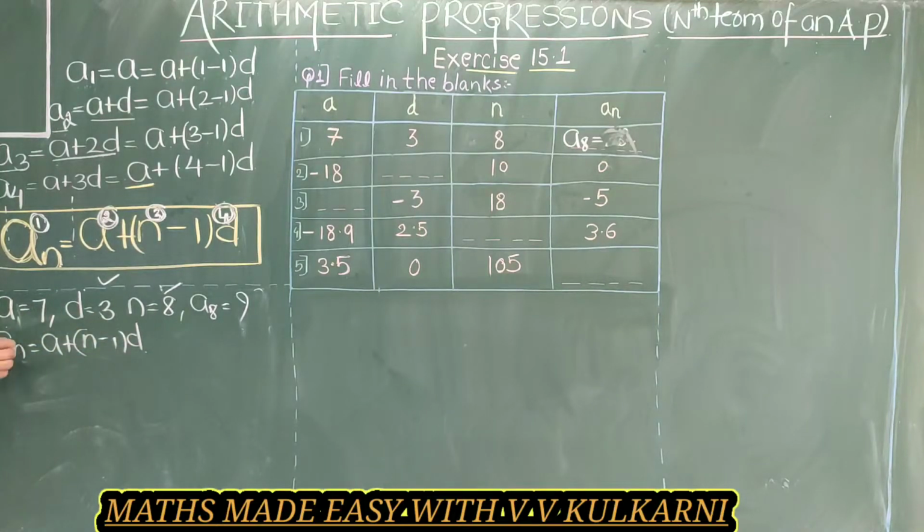The first term, I know, is 7. The common difference is 3. The value of n is 8. Then what? Out of 4, I know 3 of them. So let me find the 4th unknown.